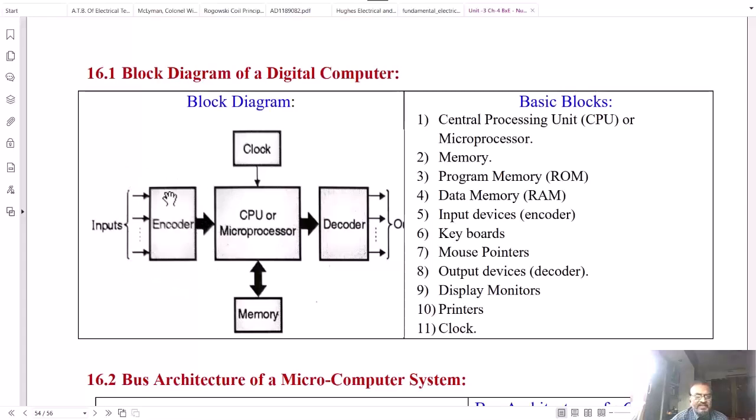This input port basically consists of an encoder, and inputs, those are digital inputs or on-off type of inputs, can be supplied to these input ports, via which the input can reach the central processing unit. Those can change the course of execution of the program supplied by the user. Typical examples of input devices are keyboards, mouse, the stylus, and so on.